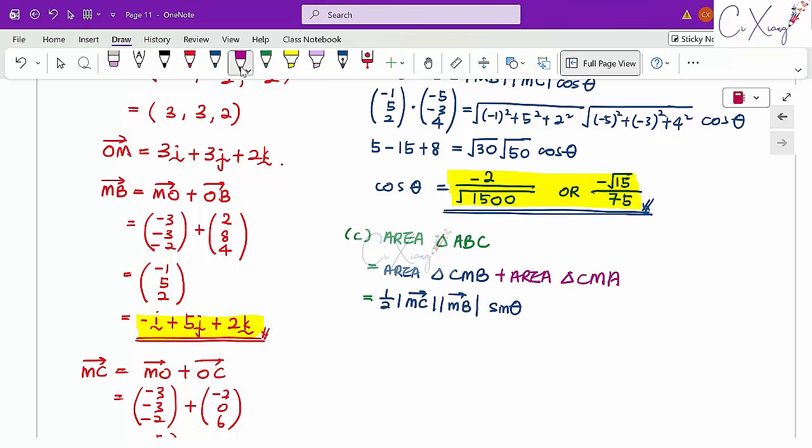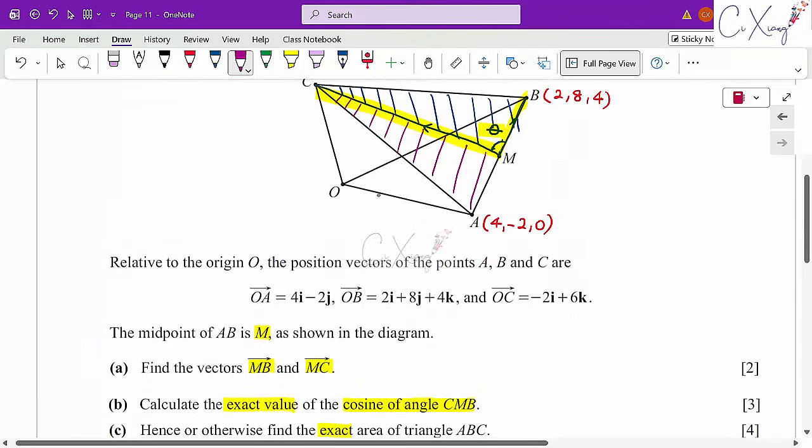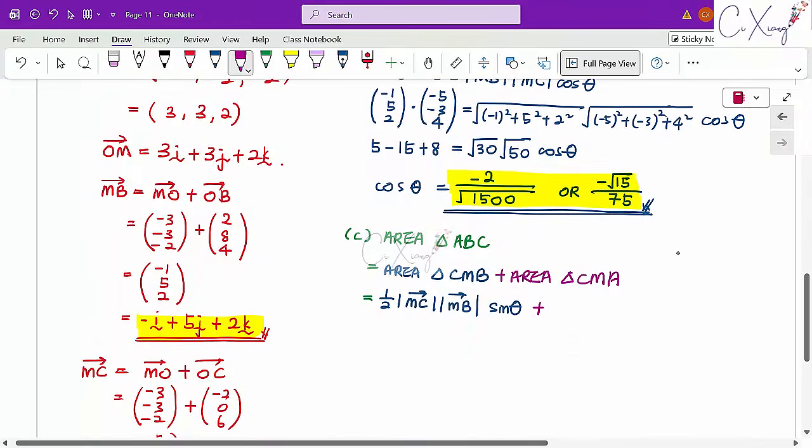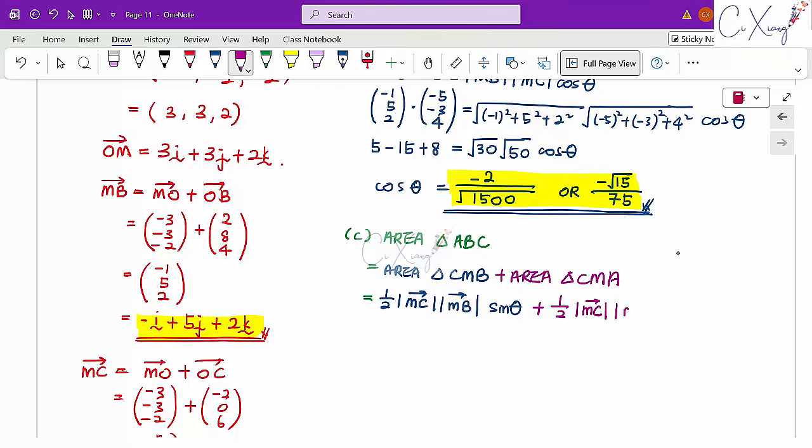Then for the purple color area, I also want to apply the same thing. I want to use half AB sine C. This angle is 180 minus theta, correct? Because this whole thing is 180 degrees, it's a straight line. So half AB sine C, where my A and B are MC and MA. Alright, so I write it out: half MC, MA, then sine 180 minus theta.